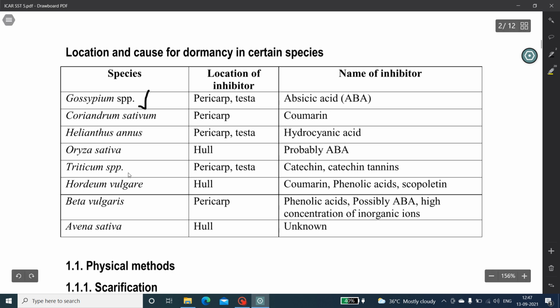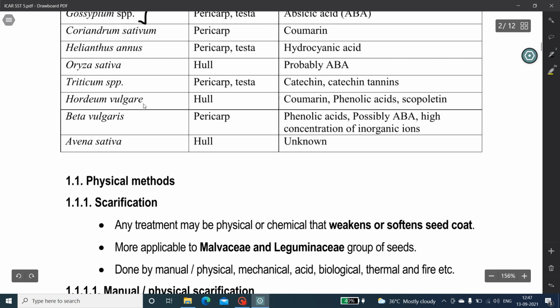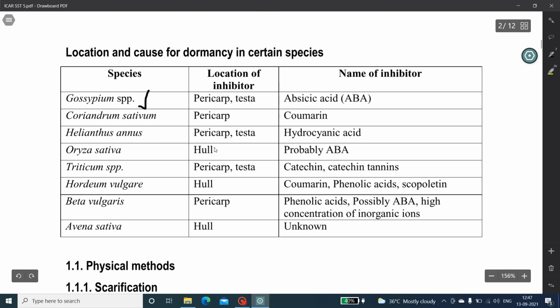The next one is Triticum species, that is wheat. The inhibitor is present in the pericarp and testa, and the inhibitors are catechin and tannins. The next one is Hordeum vulgare, that is barley, and the next is Beta vulgaris, sugar beet. The next one is Avena sativa, that is oats. Go through this table to know about the location and cause of dormancy in these species.